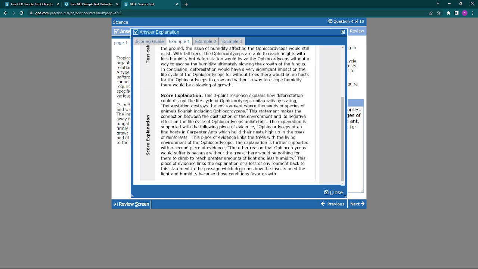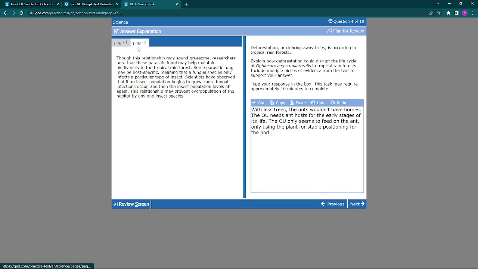The explanation is further supported with a second piece of evidence. The other reason that OU would suffer is because without the trees, there would be nothing for them to climb to reach greater amounts of light and less humidity. This piece of evidence links the explanation of a loss of environment back to this statement in the passage which describes how the insects need the light and humidity because those conditions favor growth. Okay, wait. Also, we didn't read page 2. I don't think we read page 2 on this one.